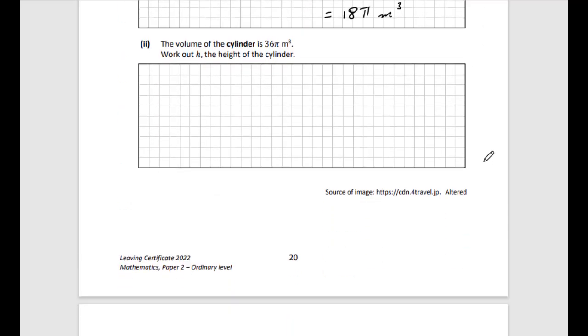Okay, so second one then. The volume of a cylinder is 36 pi meters cubed. Work out h, the height of the cylinder. So the volume of a cylinder is pi r squared h. Our particular volume is 36 pi, so that's going to be pi times the radius, which is 3, squared, and we've got to work out the height. So the pi's will cancel, and you get 36 is equal to 9h, so h is equal to 4 meters.